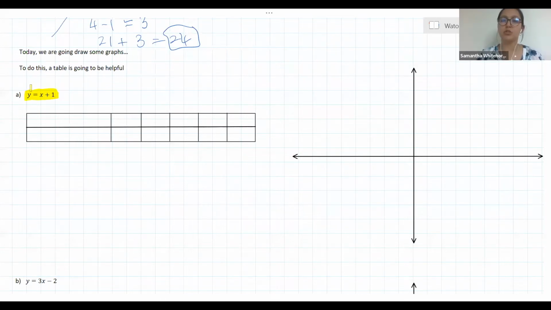We need to be comfortable with this stuff, because this is going to be important right up until matric in maths. So we need to understand how to draw these things and how we get the different points and different coordinates as we go along.